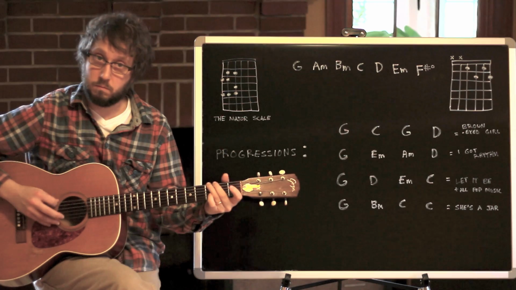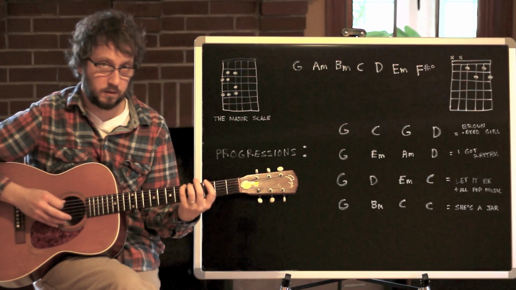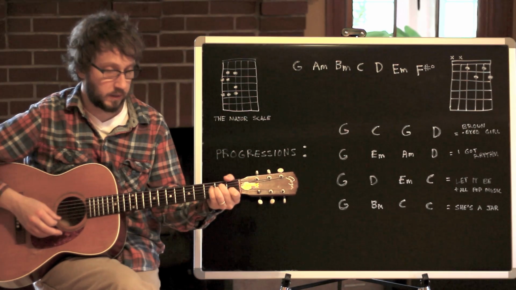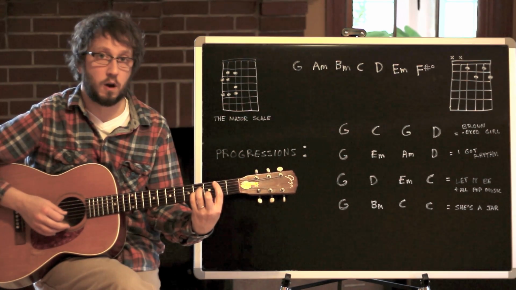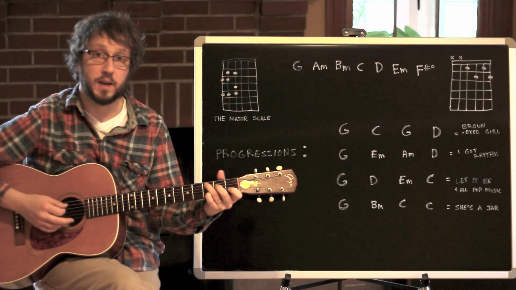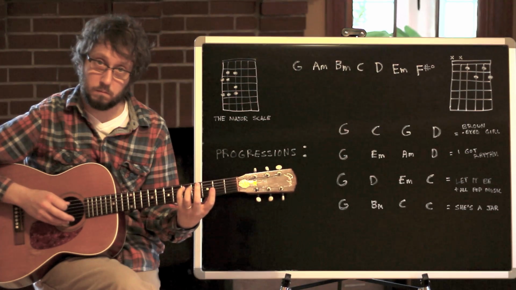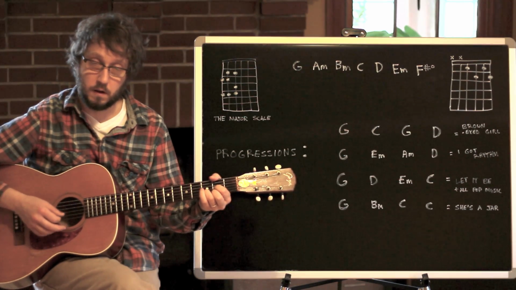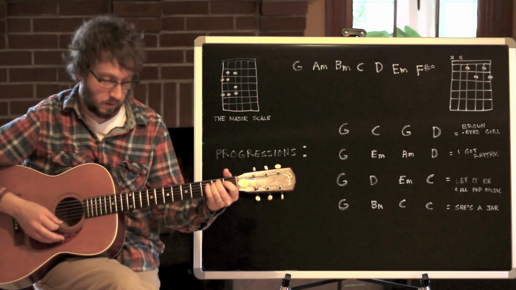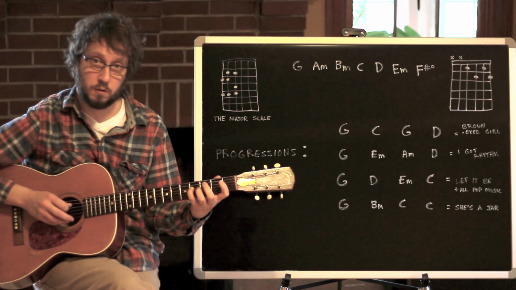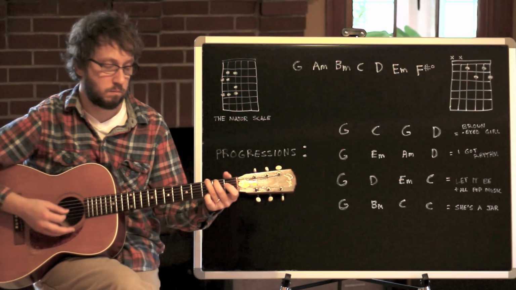Off of the first note, we have a G. Off of the second note, we have an A minor. Off of the third note, we have a B minor. Off of the fourth note, we have a C. Off of the 5th note, we have a D. Off of the 6th note, we have an E minor. Off of the 7th note, we have an F sharp diminished, and then a G again.